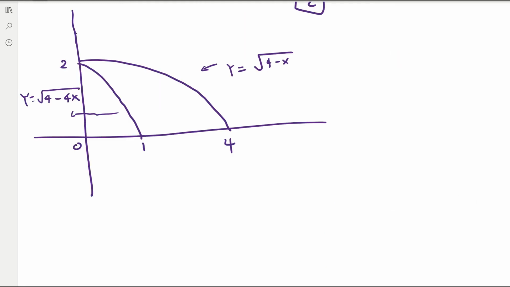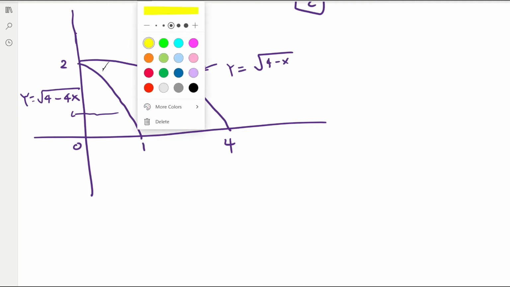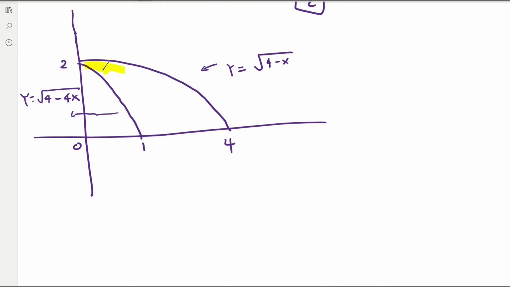All right, here's the new problem. I want to set up an integral to find the area inside this region between these two curves. So let's highlight the area. This is the region that we need to find the area of. What I'm going to do is set up an integral using x, and then also set up an integral using y.